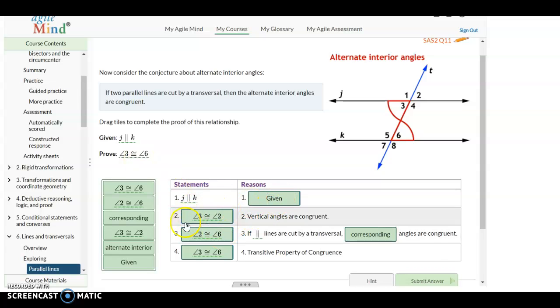And so here is our completed proof. We started with parallel lines. We used the vertical angles 2 and 3 being congruent, and we used the angles 2 and 6, corresponding angles, being congruent, and then we used the transitive property. And that's because both angle 3 and angle 6 were congruent to angle 2. So since they were both congruent to angle 2, we knew they had to be congruent to each other using the transitive property. So now we know this is called the alternate interior angles theorem.